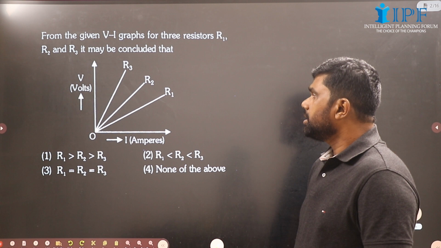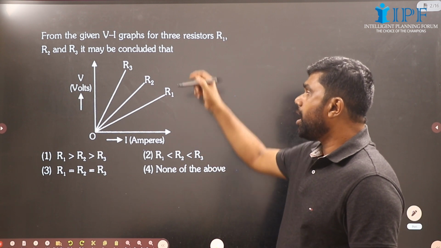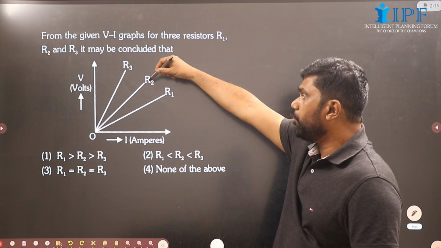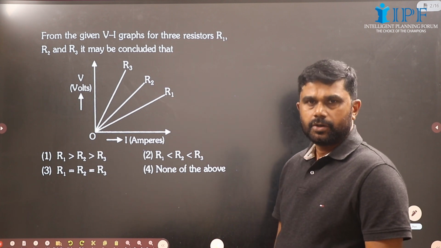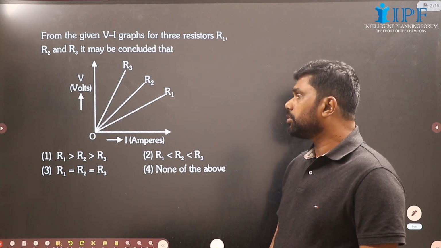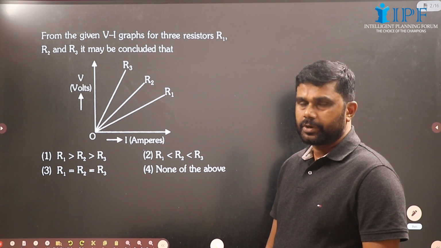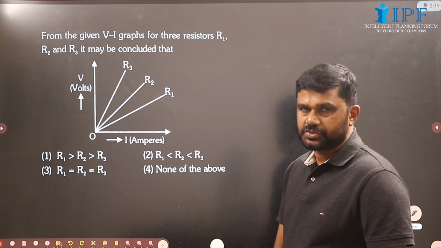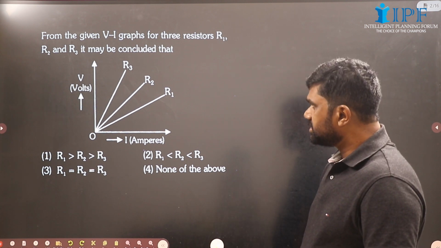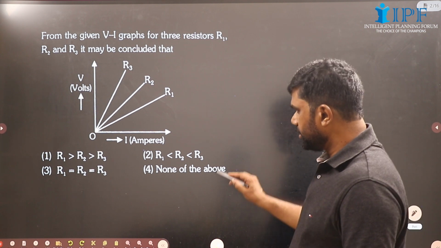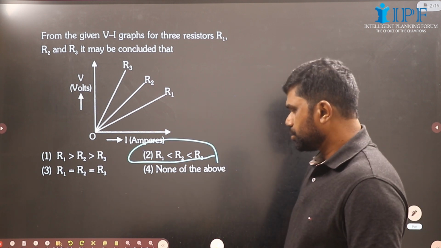And see, slope of this one is more than the slope of R1. And slope of R3 is more than the slope of R2. Slope is more, resistance is more. So R1 less than R2 less than R3. So this must be the correct option.